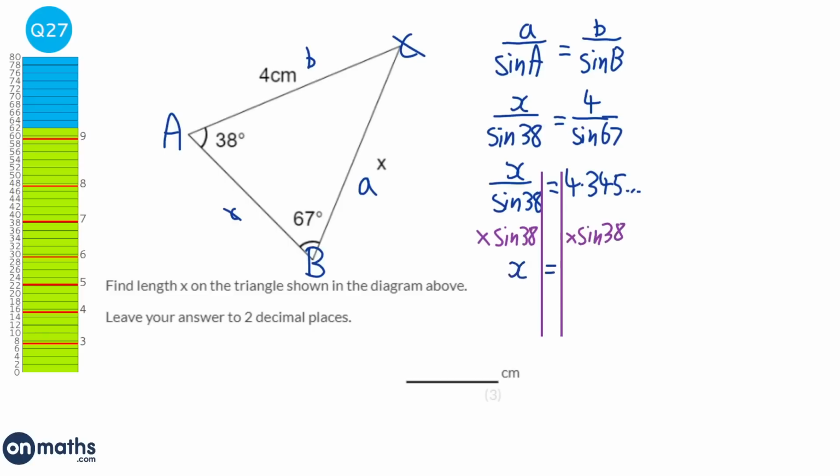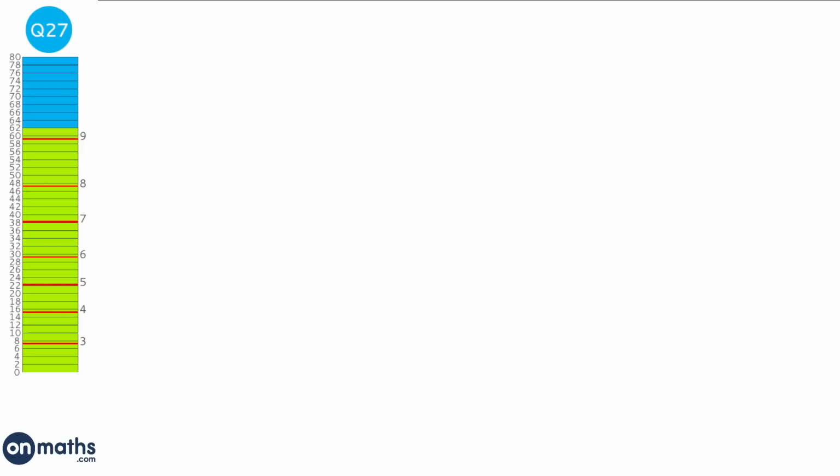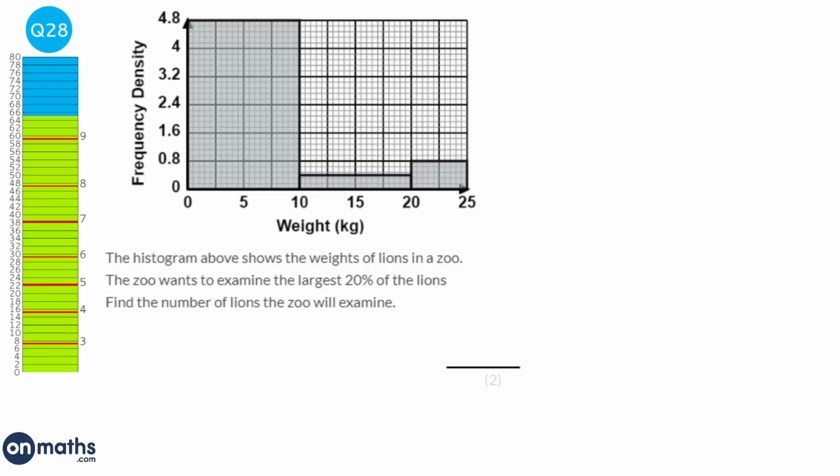And so that will give us 2.675, and when we round that, we get 2.68. So we first of all need to work out the frequencies in each of the bars.